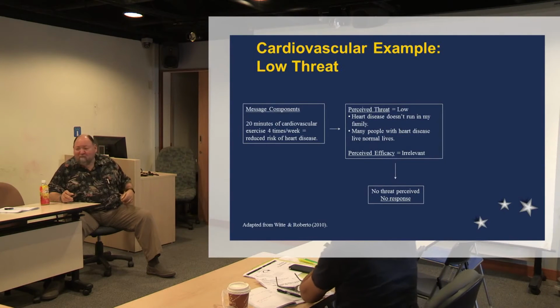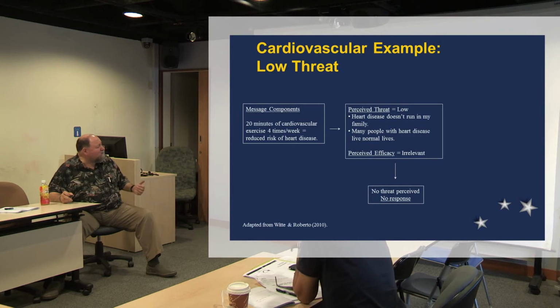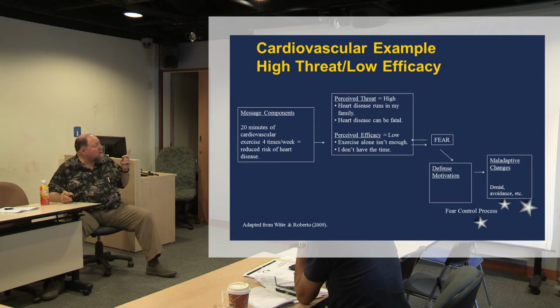Here's an example from cardiovascular. Low threat condition. 20 minutes of cardiovascular exercise 4 times a week will reduce the risk of heart disease. This is low perceived threat. Heart disease doesn't run in my family. Many people with heart disease live normal lives. I don't care, this is not important for me. No threat perceived, no response. Okay? So if you want to try to do this, you need to come up with high threat. But if in this situation you have low efficacy, that's not going to work either.